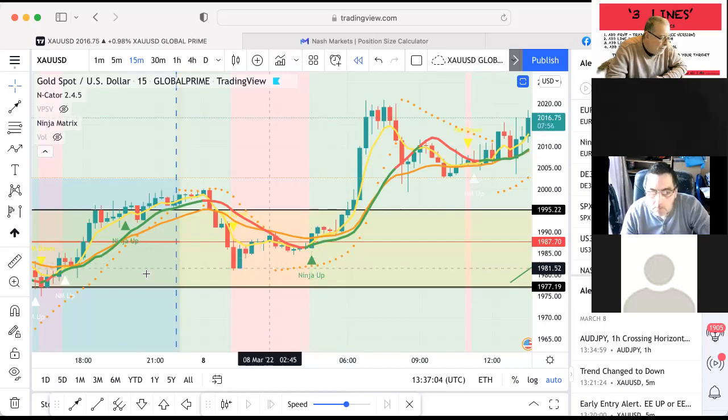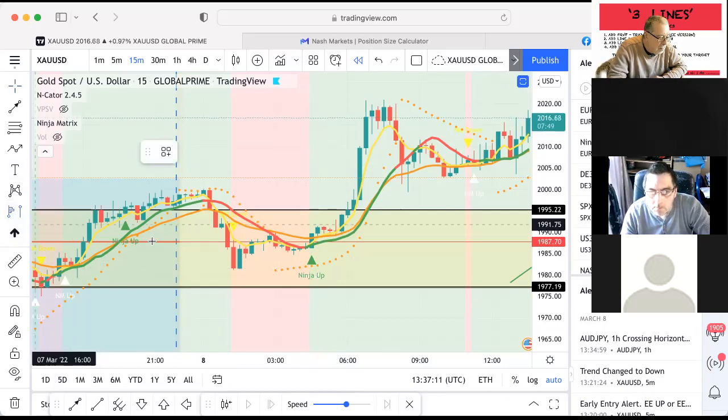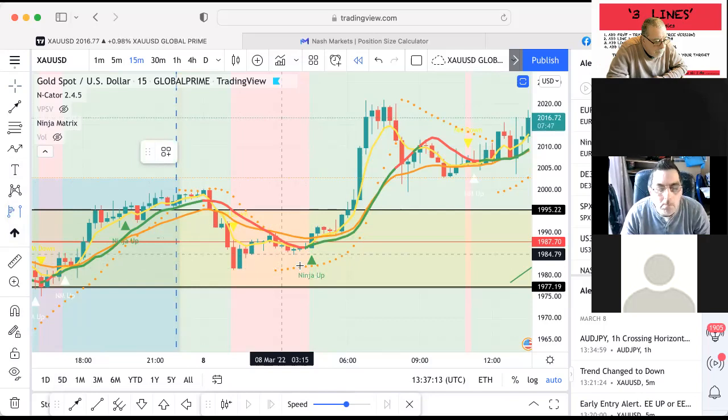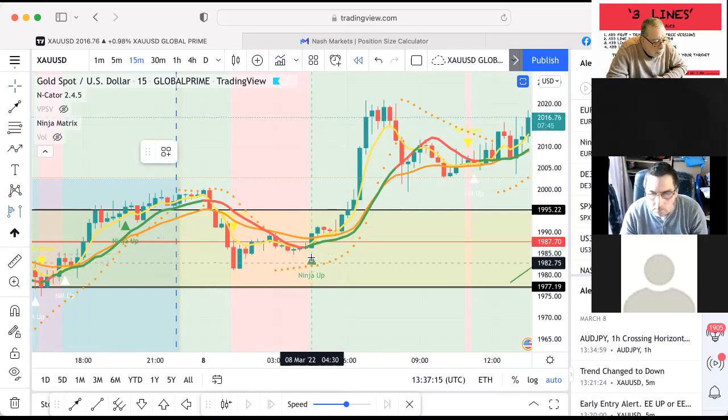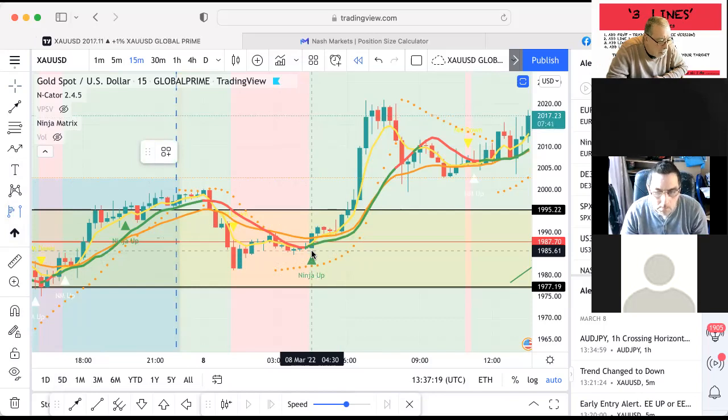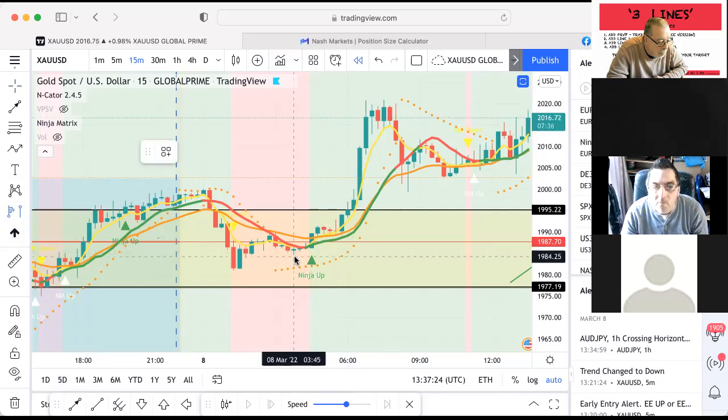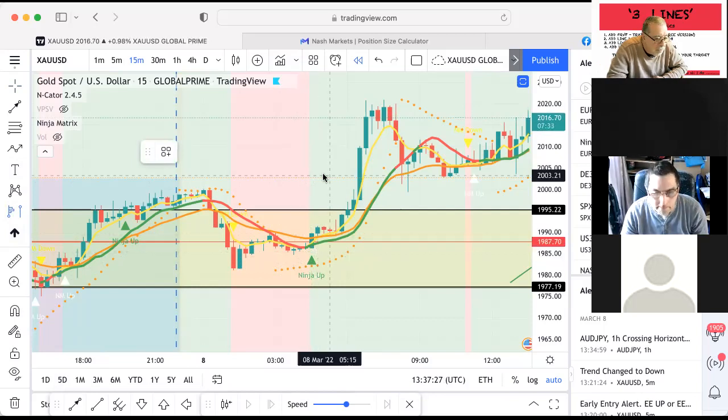But let's just put this volume profile on again. Fixed range volume profile. We'll put it on that candle, although we're ignoring the fact that it says Ninja up. It is actually the start of the upward trend, although that might be the start of the upward trend. But I'm going for this one because this is the start of the green. We were in red, Ninja Matrix, and this is the start of the green. So we'll go for that one.